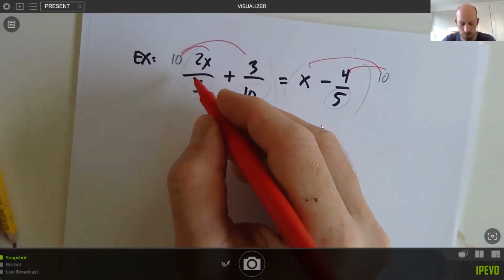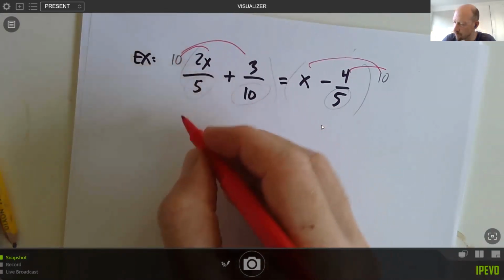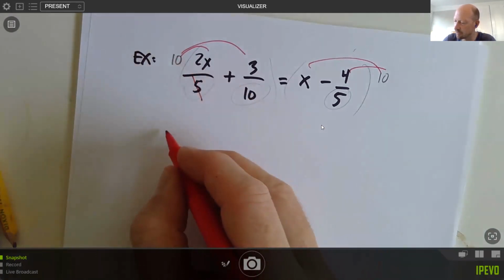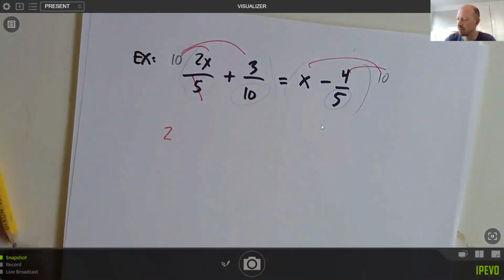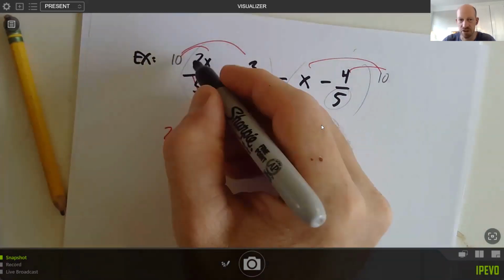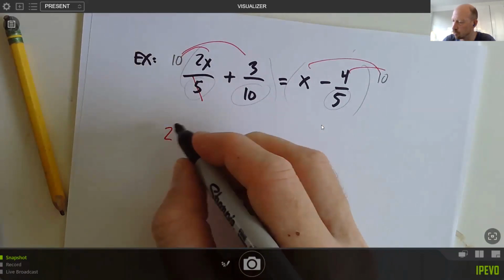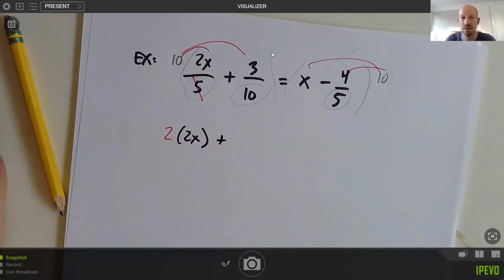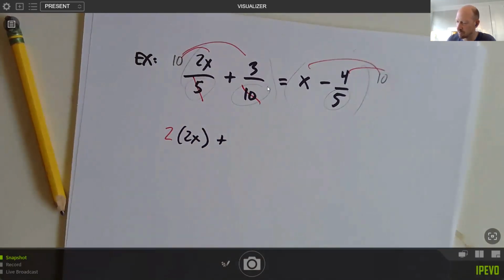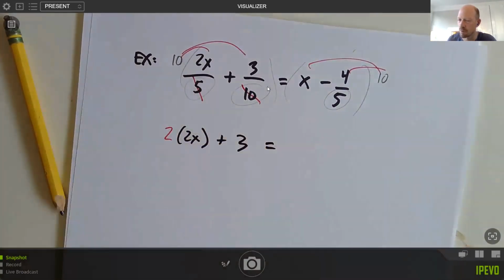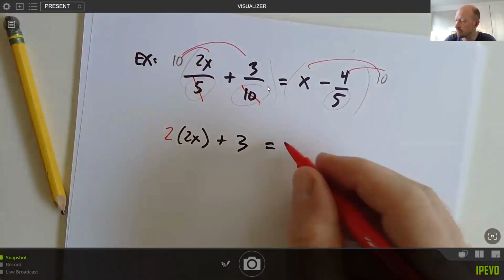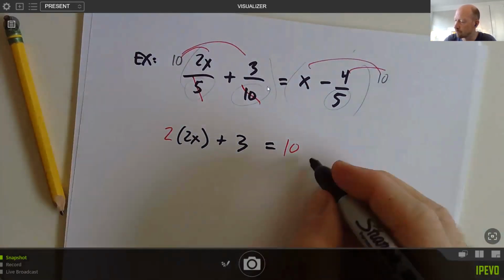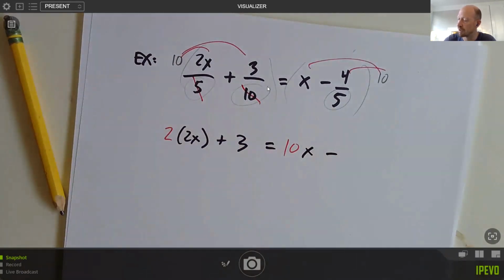as I distribute this. So in the first case, the 5 is going to cancel and it's going to leave me with a 2. So the 10 divided by 5 gives me a 2, and then I still have the 2x. And in the second case, everything here is going to cancel, right? The 10 cancels with the 10, and that's just going to leave me with a 3. Here, the 10 gets multiplied by the x. And here, again, the 5 cancels with the 10, giving me a 2.